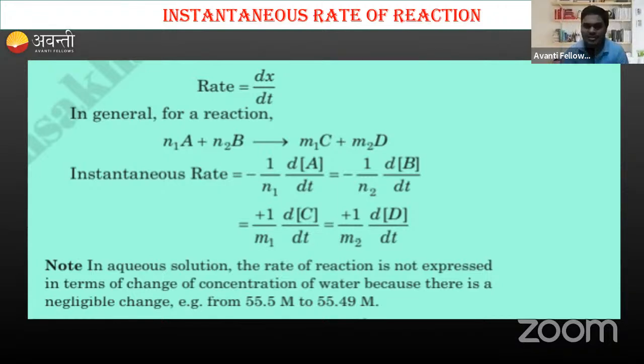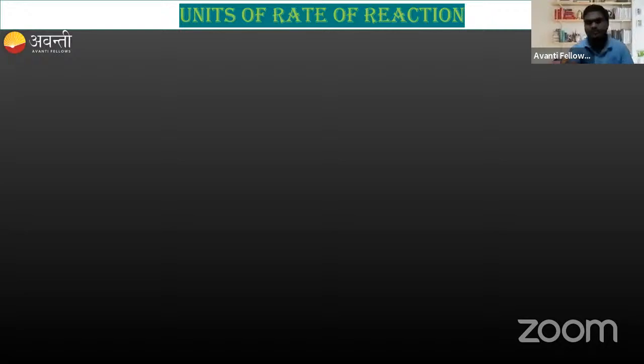In aqueous solution, the rate of reaction is not expressed in terms of change of concentration of water. This is a very important note. Why? Because there is a negligible change, from 55.5 molar to 55.49 molar.